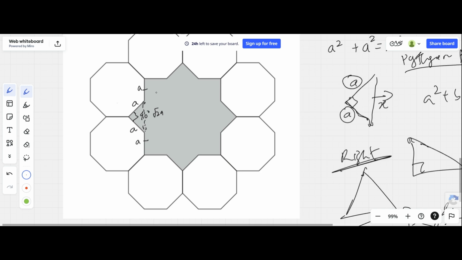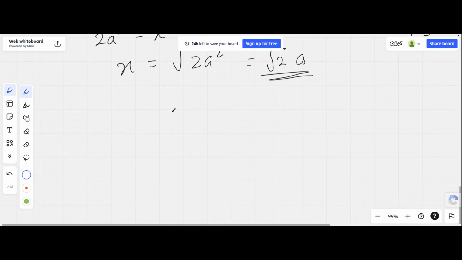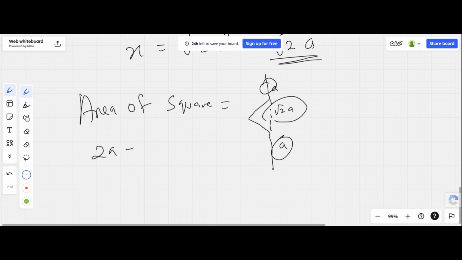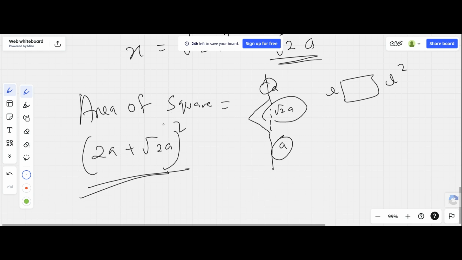So then, simple. The area of the square: what is the length? It looks like this, no? This is a, this is root 2a, this is a. So the length is a plus root 2a plus a, so 2a plus root 2a. What is the area of a square? Length into length, so length squared. So 2a plus root 2a, squared. So this will be the area of the square, right?